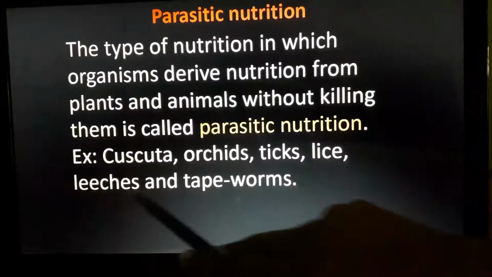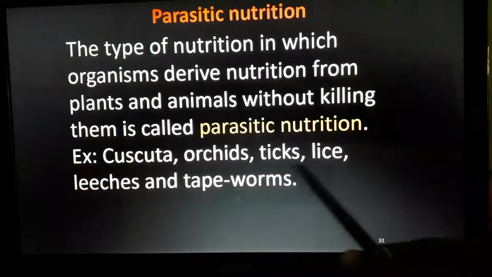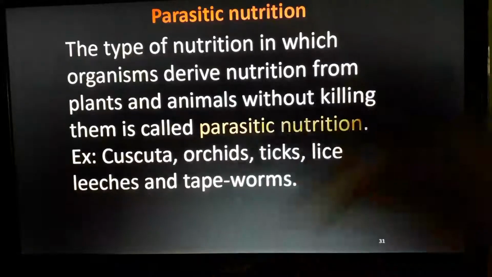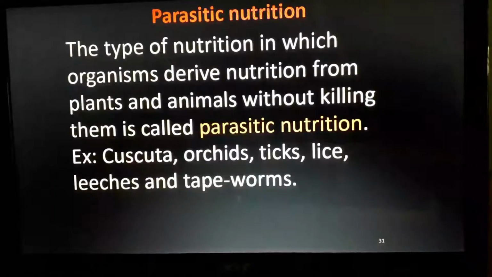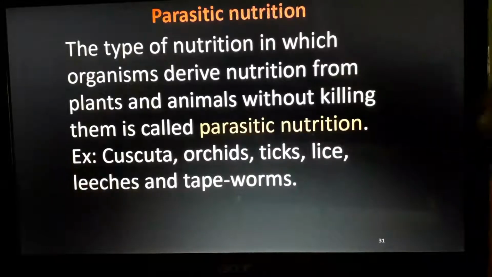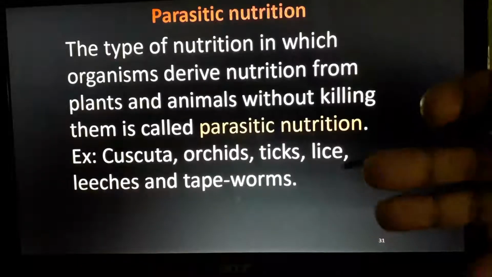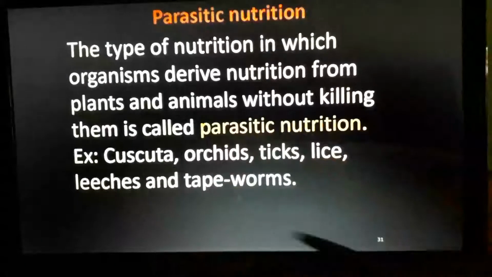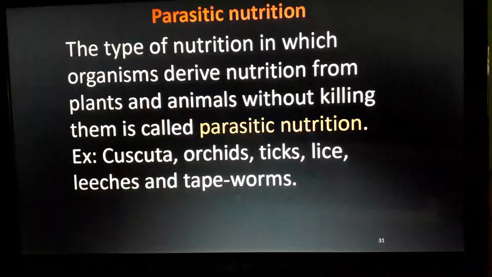Leech, tapeworms, lice, ticks, mosquitoes, orchids, cuscuta. So these are organisms which depend upon others. Understand? For example, these lice and ticks, like mosquito. Lice means there's some in our head, sometimes it will be there. Have you seen that? Like a black beetle-like thing in the head. It will suck our blood from the head. Leeches also suck the blood from others. Tapeworm also same. Mosquitoes also are parasites.